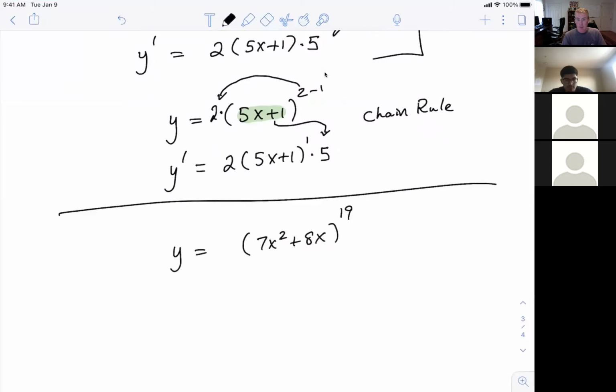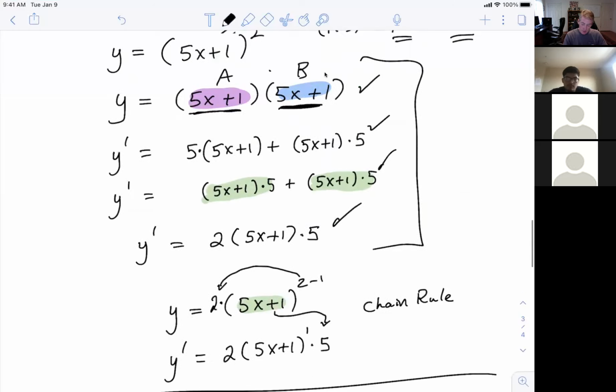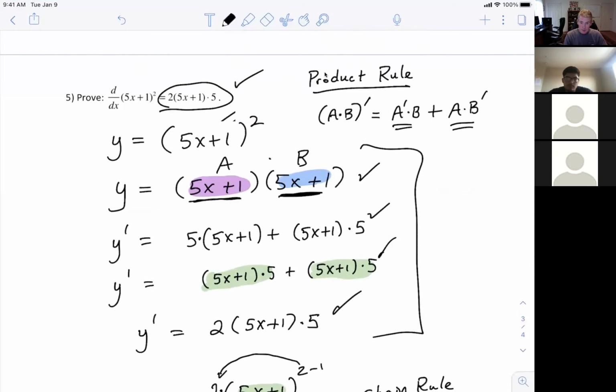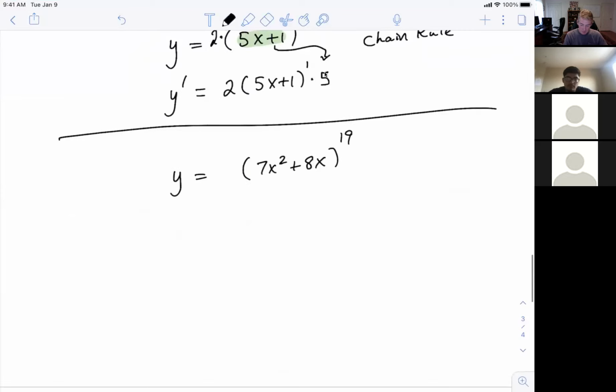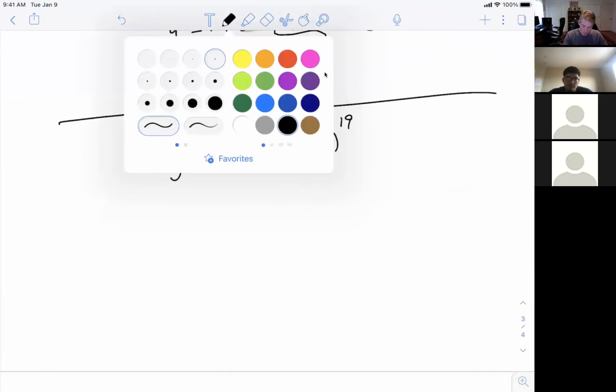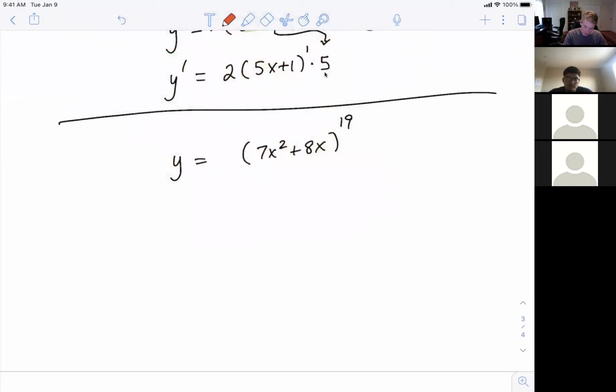So before we do the last one, let me just do one more with the chain rule. So with this one, I raise 7x squared plus 8x to the 19th power. And if I tried to do it using the product rule, then I would have to write this out. I would have to write out 19 of them. And then I'd have to use the product rule 19 times. That would not be fun. But with the chain rule, it's easy. You just take the 19, bring it in front, and then subtract 1.